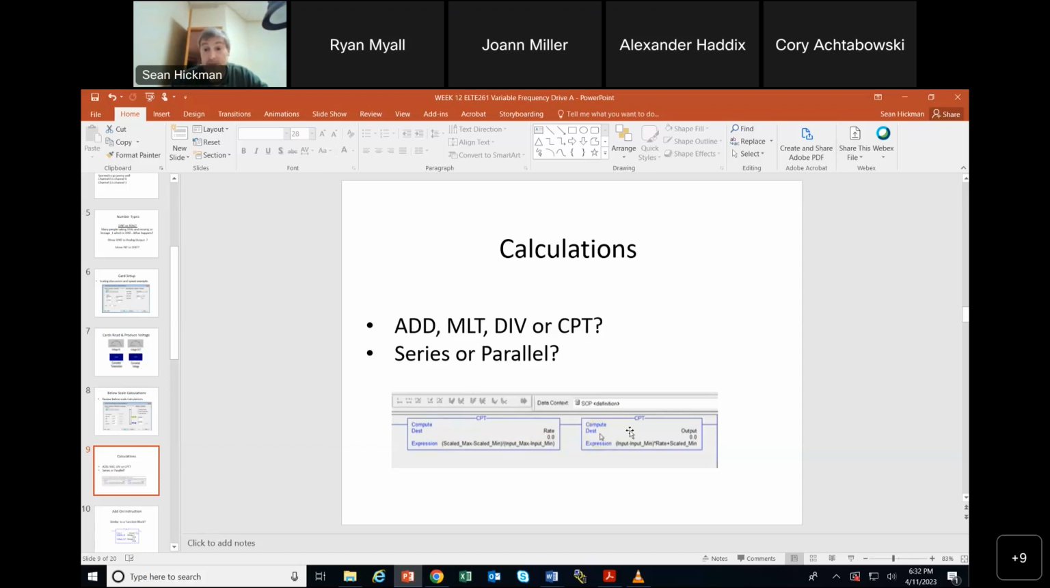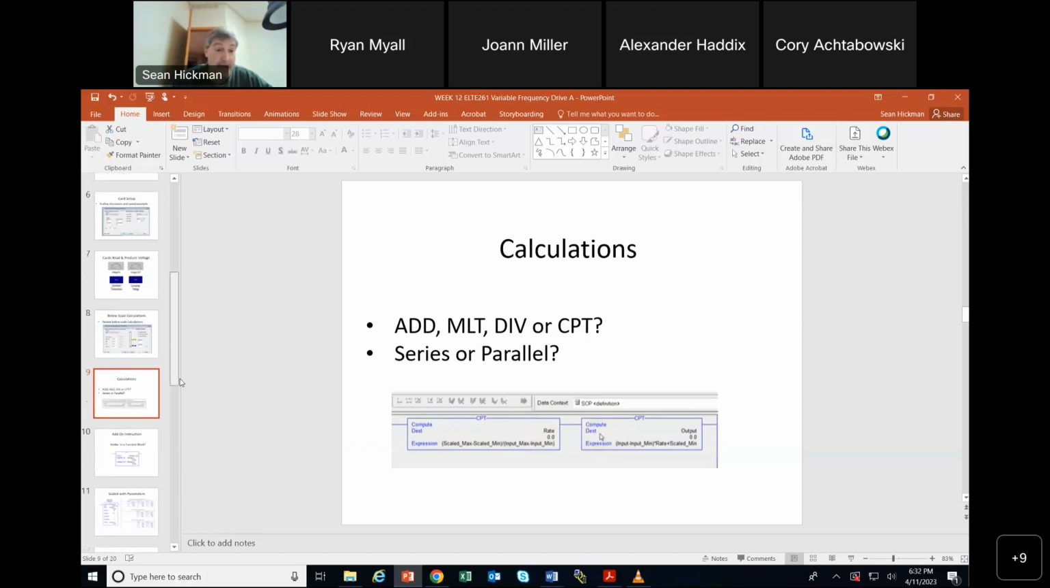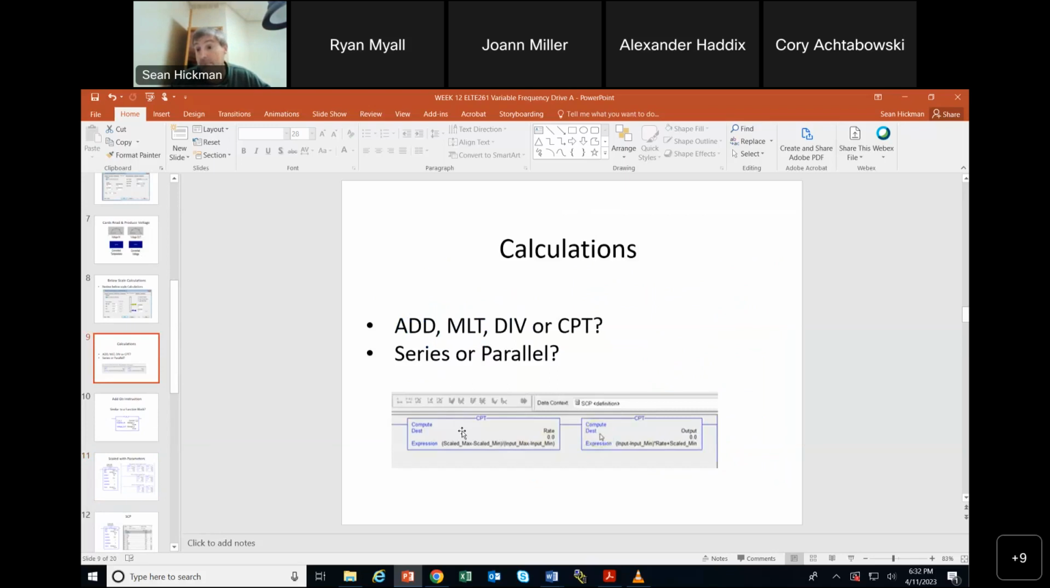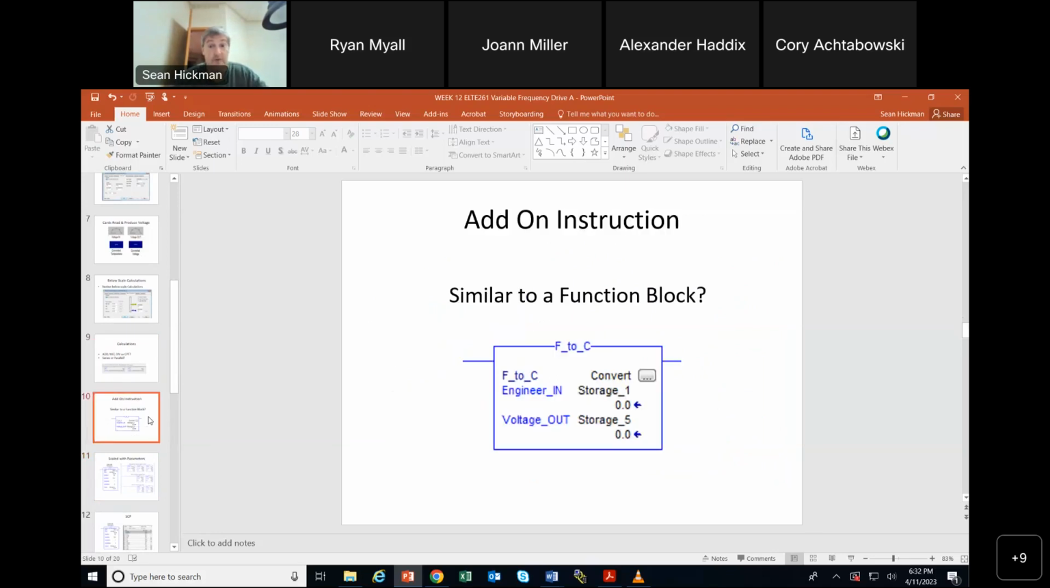Okay, yeah. And they could be in series or parallel. Some people put everything on, like, here's one, or I just kept it simple, subtract. This was my rate, and this was that, and this was that, and I put them in parallel. Some people put this on its own rung, this on its own rung, this on its own rung. You could do it that way. That's fine. Or you could take all of this, see this, rate equals scaled max minus scaled min divided by input max. You could have just put that in the CPT, put it all into the expression down there, and it would have done it for you. Okay, that would have worked too.